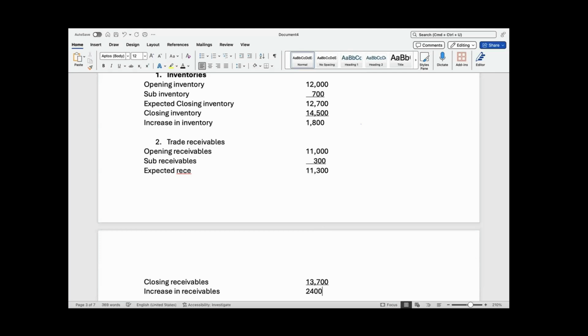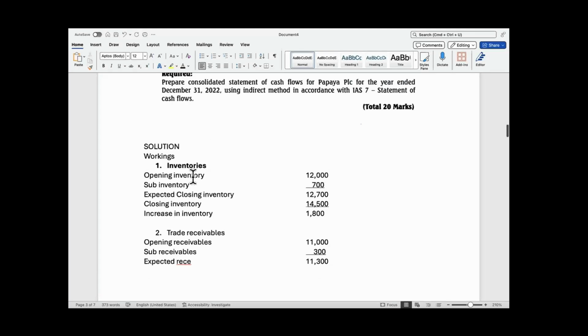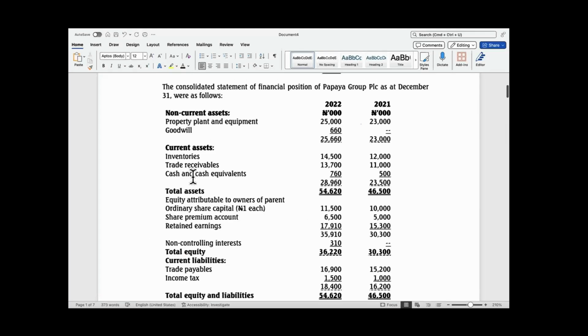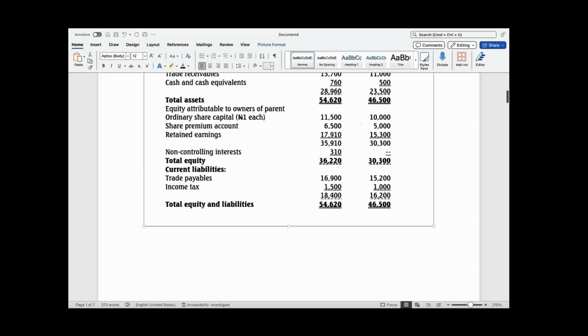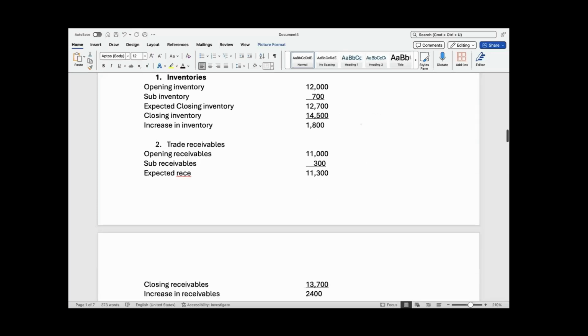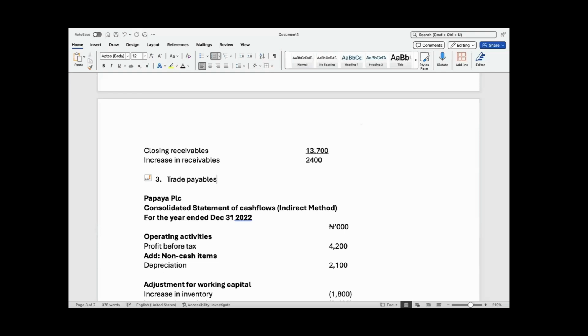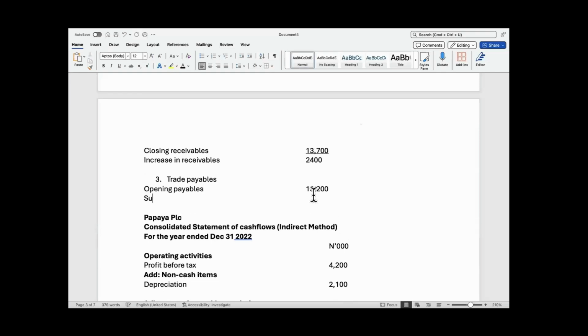And the third one will be my payables. Because I cannot touch my cash, I go to my current liabilities. I only pick payables there. So opening is 15,200 for payables. Subsidiary is 400.